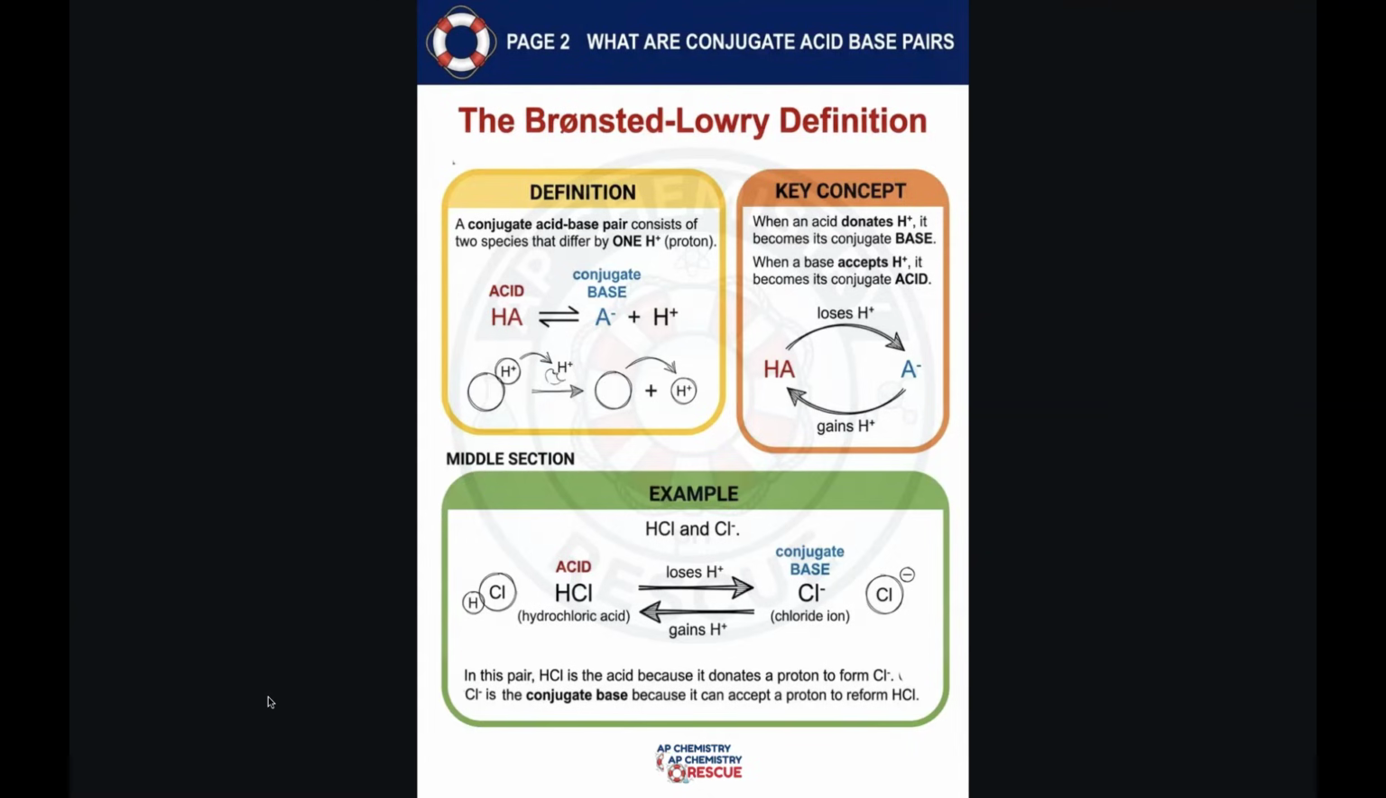Why is it called a conjugate base? It's called a conjugate base because if we try to return and change it back into HCl, it has to accept a proton. So Cl minus is called a conjugate base, meaning it is the base in the backward reaction.